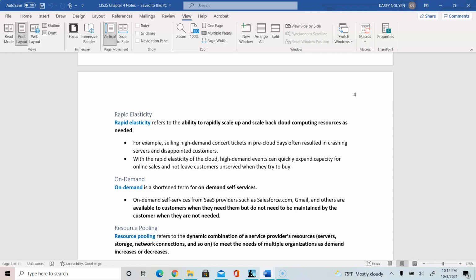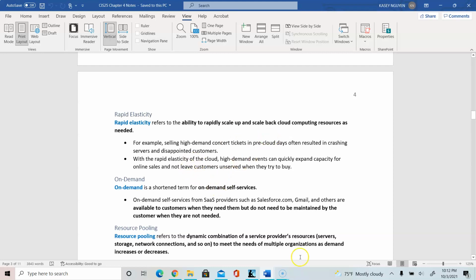And then we have on-demand, which is a shortened term for on-demand self-service. And this is from SaaS, software as a service, such as Salesforce.com, Gmail, and others, that would allow the customer to pay for what they would need and be able to maintain by the customer. So if I need additional storage, I can pay for additional storage. Otherwise, if I'm able to use a certain amount of free storage that's provided by Google or another company like Microsoft, I can do so.